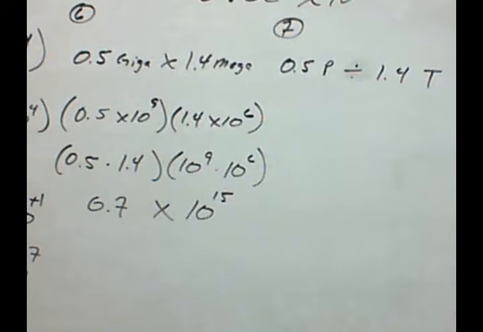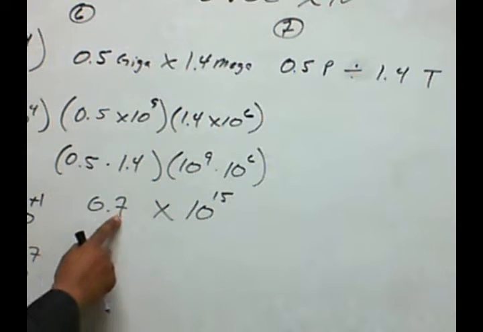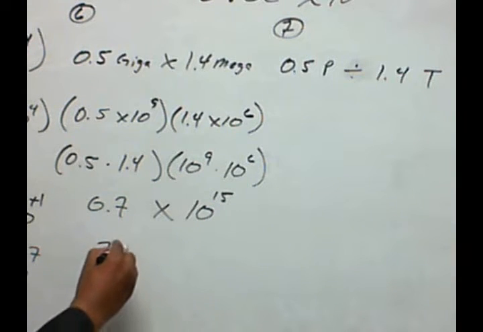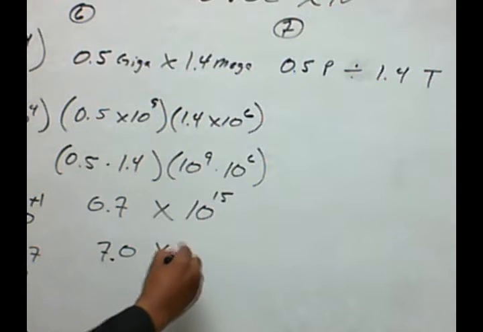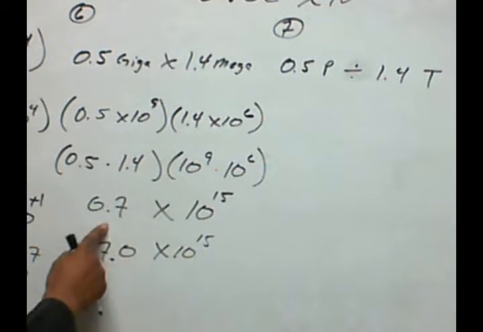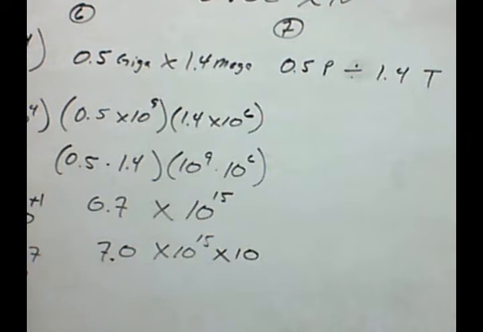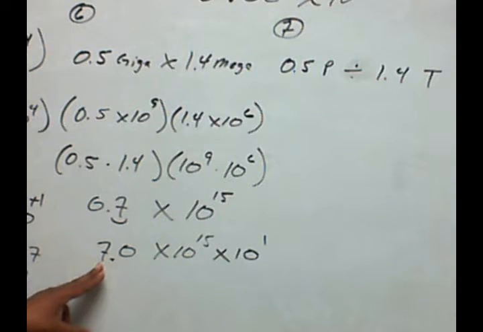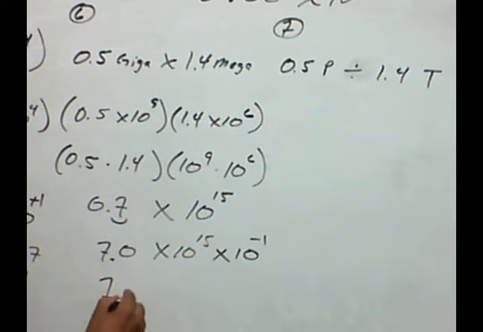Okay, so everything now is multiplied. I want this in scientific notation, so the decimal has to go behind the 7. So this will be 7.0 times 10 to the 15th power. And because I switched it to scientific notation, I have a times 10. And there was one move, so this will be 10 to the 1st power to represent that one move. The original number, 0.7, is smaller than the scientific notation of 7.0, so this will be a negative 1. And combine those together, we get times 10 to the 14th power.